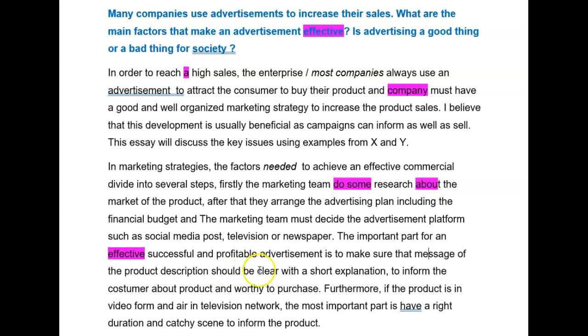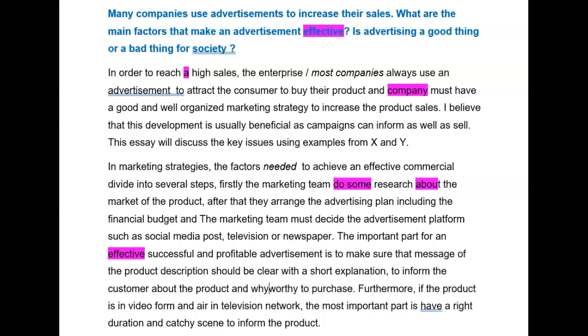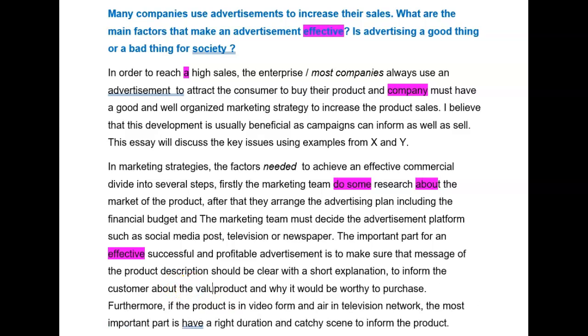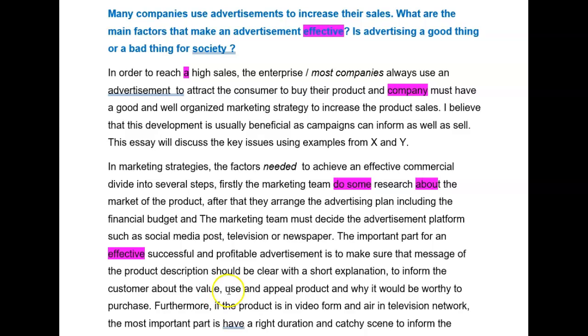The message of the product description should be clear, with a short explanation to inform the customer about the product and why it would be worthy to purchase. Good. Okay. Or you could write about the value and use, or value, use and appeal. So, the good bits of the product.